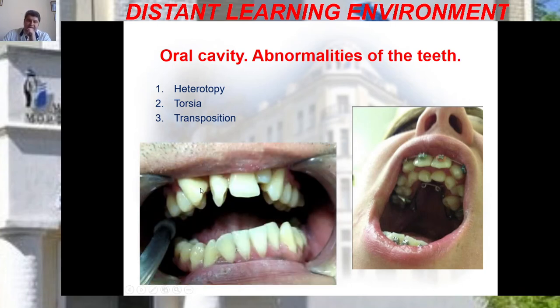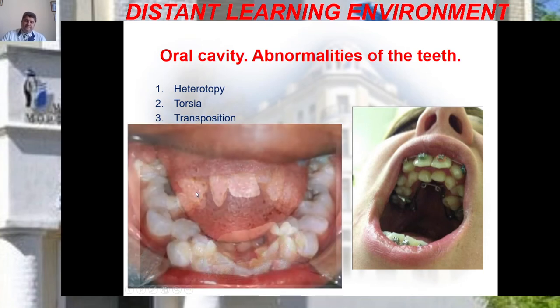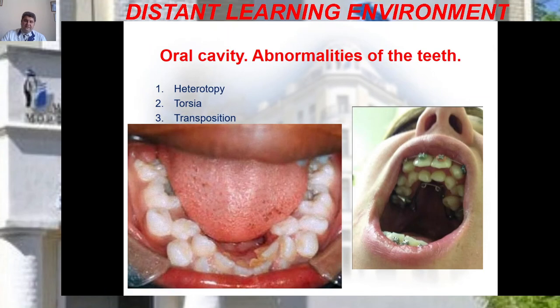And also you may see on this picture tortoversion, turning over the axis, and transposition. You may see that canine on this picture is situated after premolar.